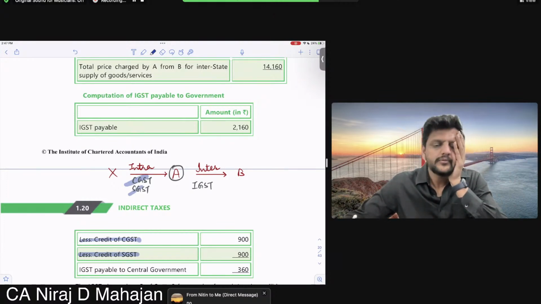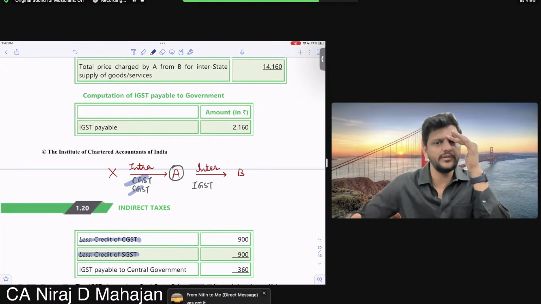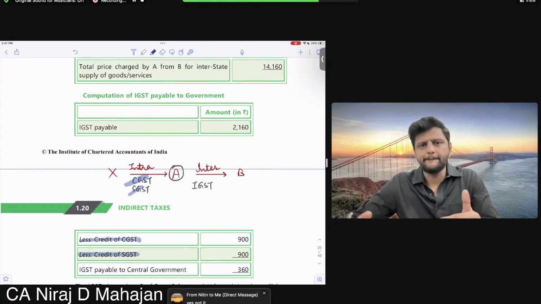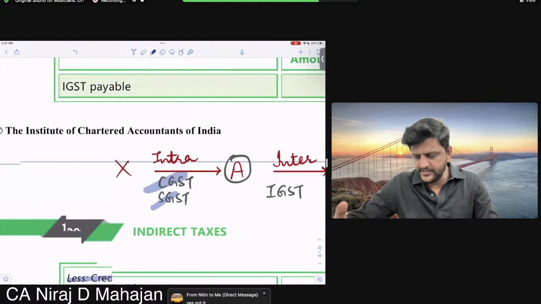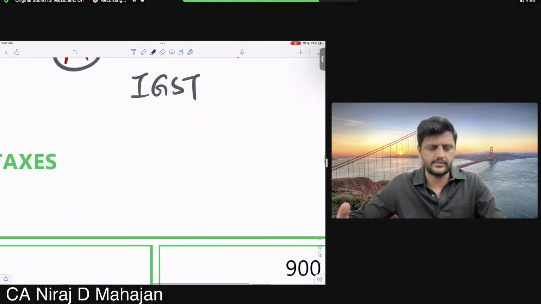All okay? Their examples are running into two, three pages. So keep it in front of you. Can you go ahead? The only difference is what? ITC of two of them is available, and output is only one tax. That's it. Understood?